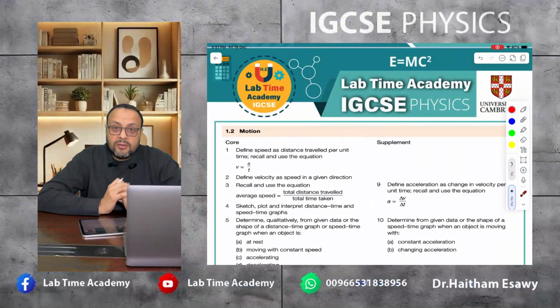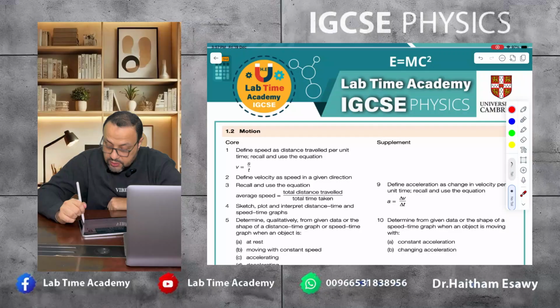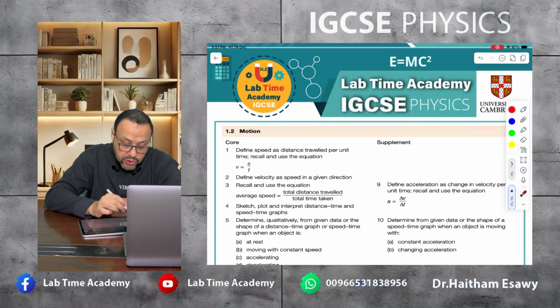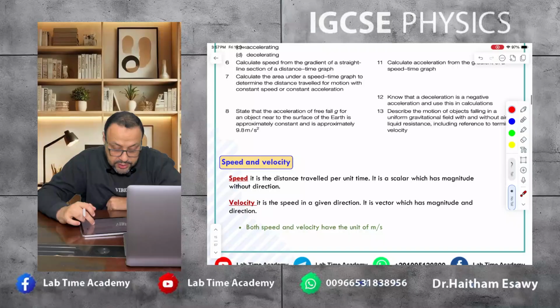Hello guys, today I'll start to talk about motion. Actually, these are the objectives of the new syllabus from Cambridge. Here we have the objectives for the core and the objectives for the supplement about motion. So let's start our session.